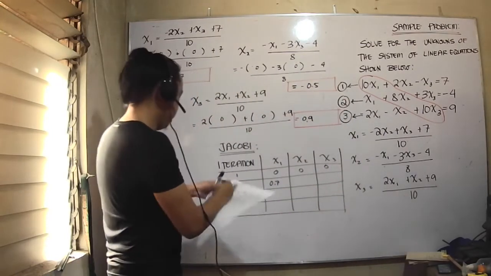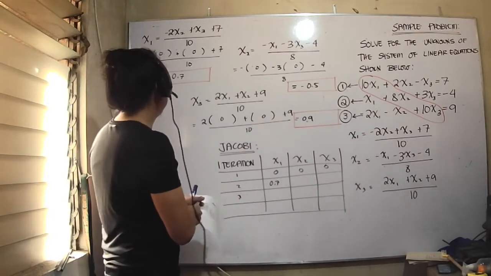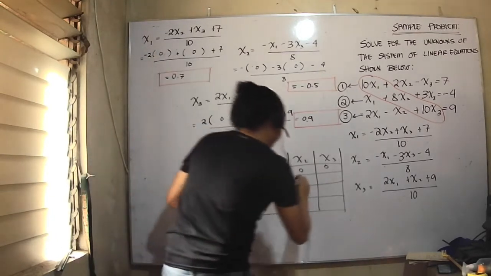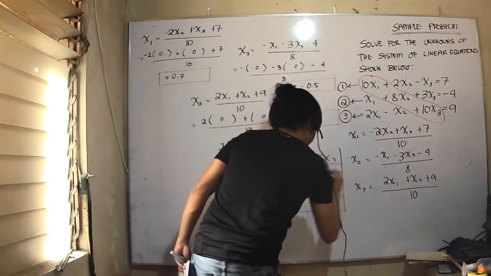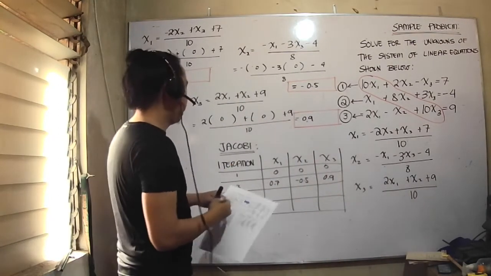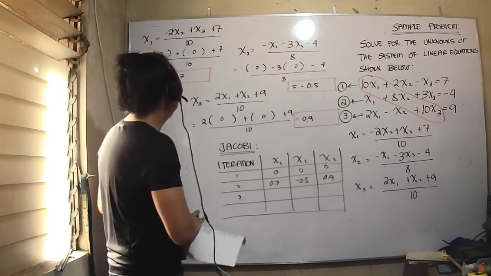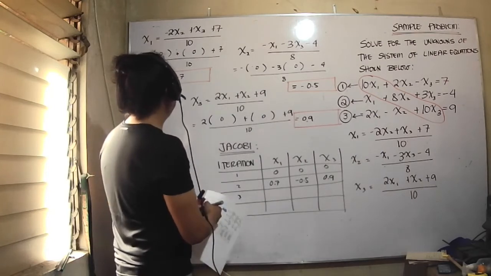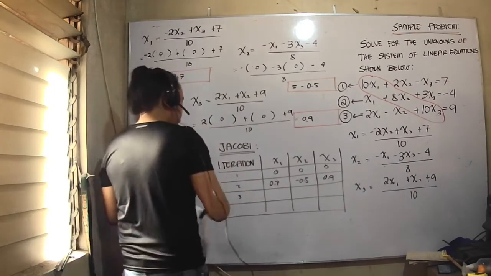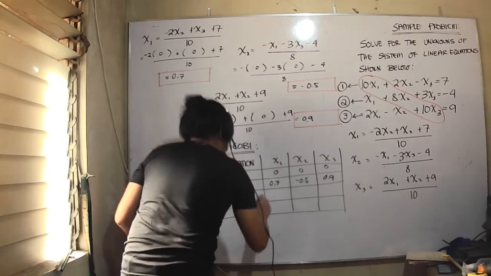Okay. So we have 0.7, this is negative 0.5, and this is 0.9. That is for our second iteration. Okay. Now, I want to move on to the third iteration.